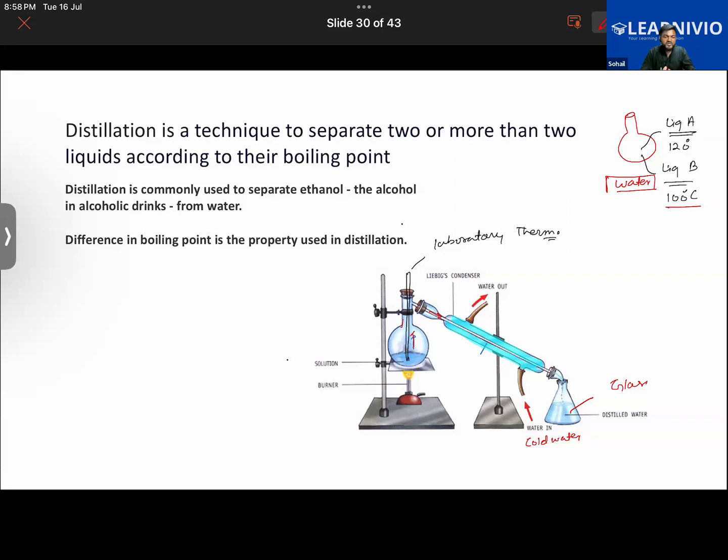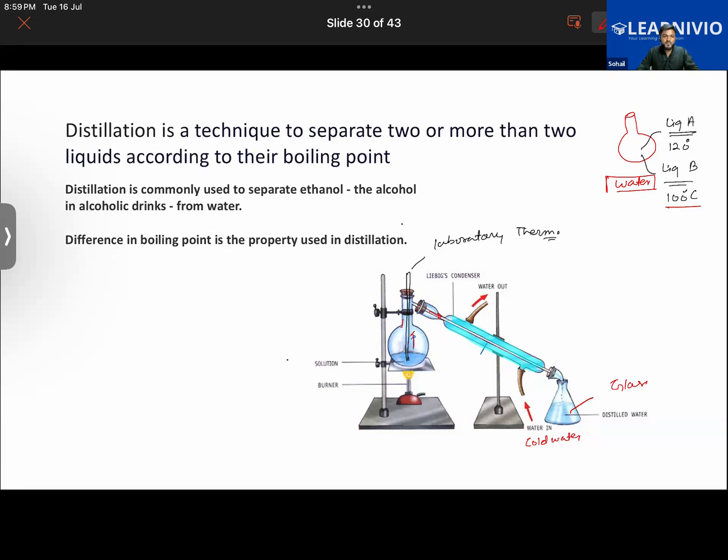It is based on the property that different liquids of a mixture have different boiling points. Like liquid B had 100 degrees Celsius at which it will boil. Liquid A had 120 degrees Celsius at which it will boil. So that is the whole concept of it. The difference in boiling point is important. Hope you guys have understood this one. If anyone has any questions, please let me know.